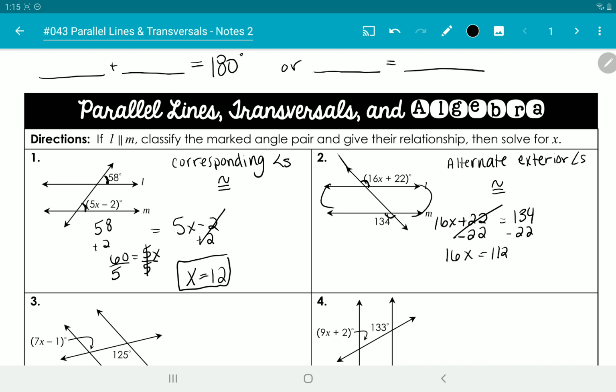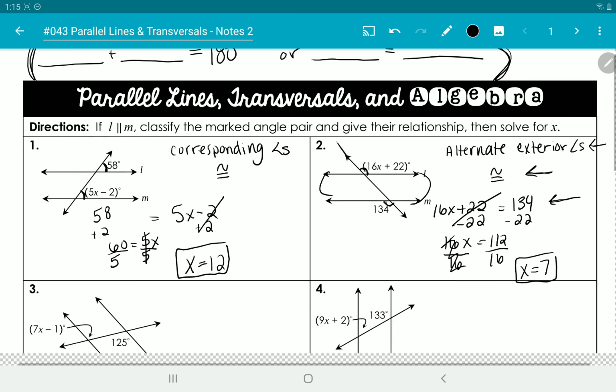Okay? But now we have 16x, but we just want to know what x is equal to. Since 16 is being multiplied by x, we're going to divide by 16. We'll have to do the same thing on the other side. Those are going to cancel out. And then if you do 112 divided by 16, you're going to get that x is equal to 7. Okay? So determine the angle relationship, whether they're congruent or supplementary. Fill in the blanks using these up here.